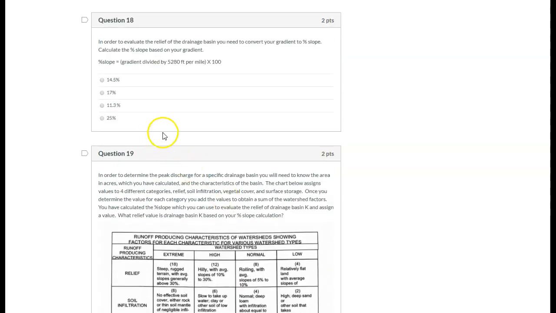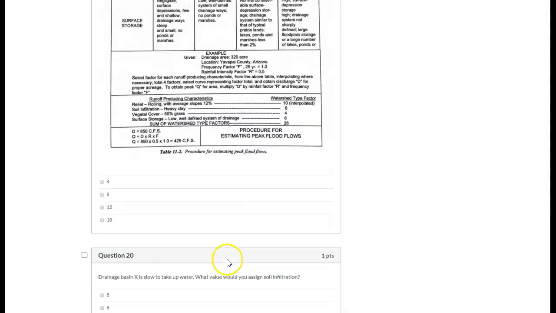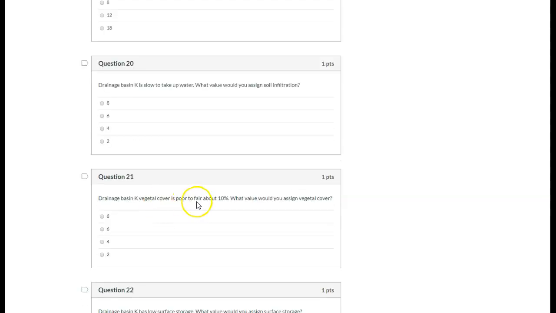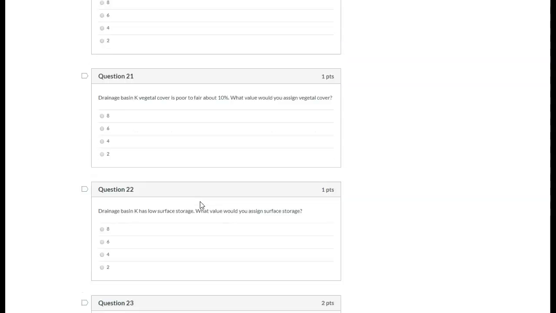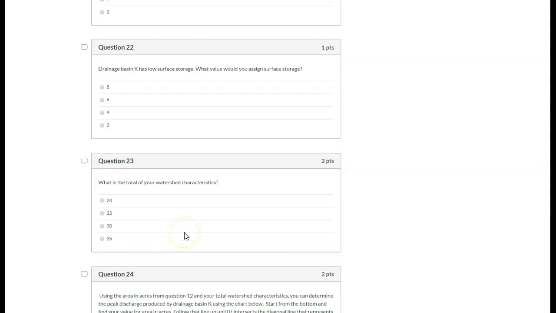So you did do the percent slope, which you can use to evaluate relief, and then I give you some explanations or tips about what each part of the drainage basin does, right? So soil infiltration, based on this, what number would you give it? Based on the fair to poor coverage, what number would you give it? So you want to pick out all those numbers, and then you're going to add them and get a total number which represents the characteristics of your watershed or drainage basin.